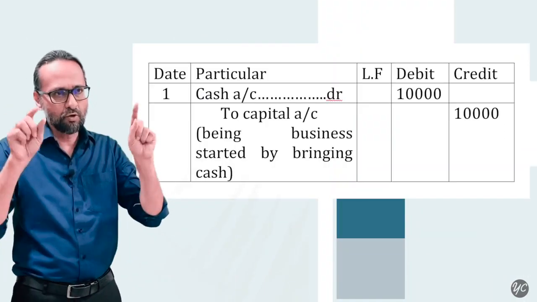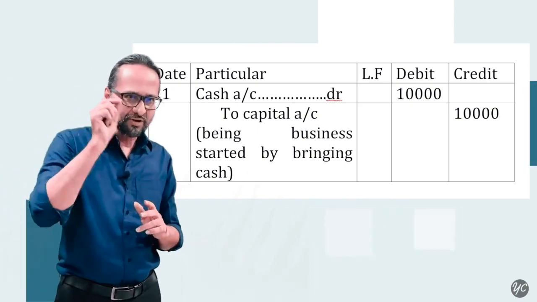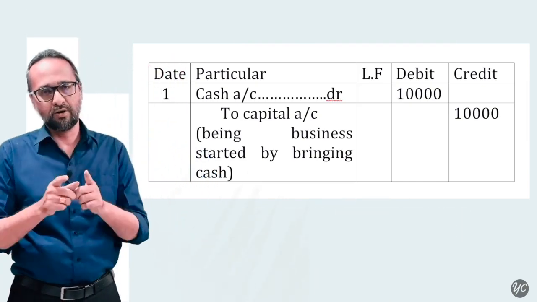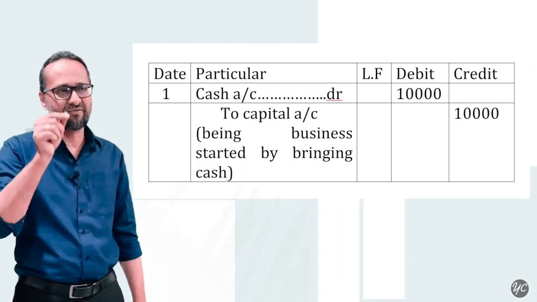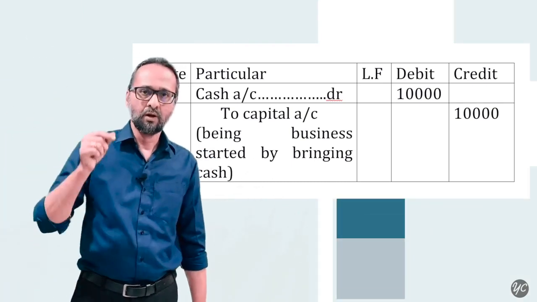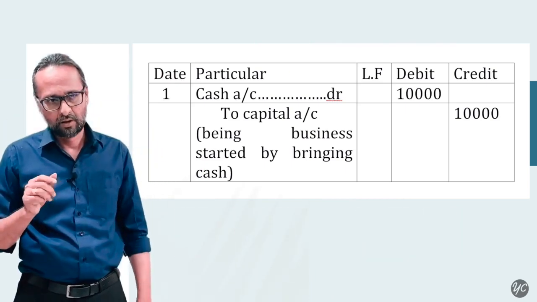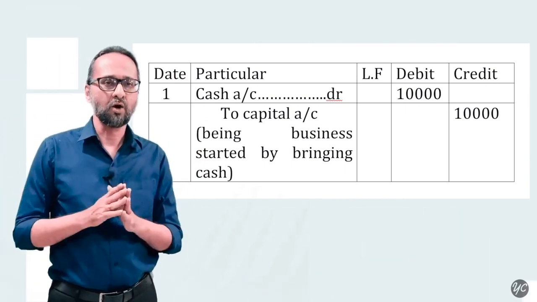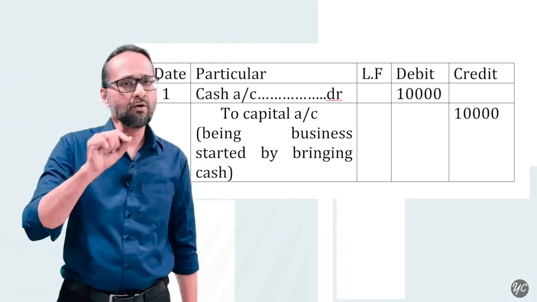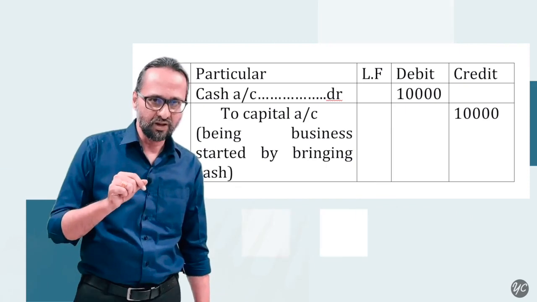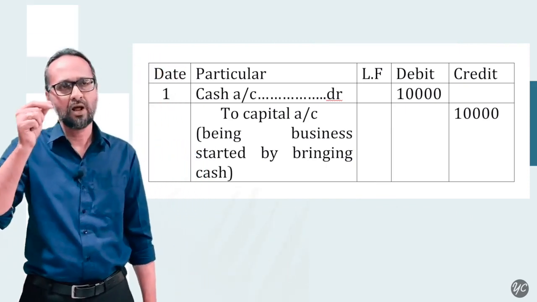Now how to write this journal entry? First of all, we have to make a table. The first column is date, the second column is particulars, the third is LF, ledger folio, the fourth is debit and the fifth is credit. So these are the total 5 columns we have to make. In the date column we write the date if it is given in the question. If the date is not given, then we simply write number 1.